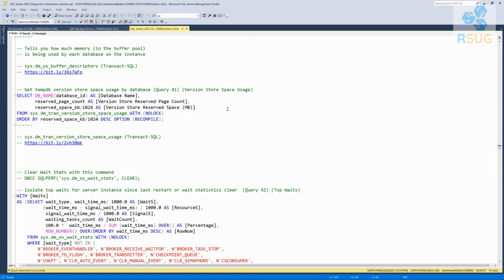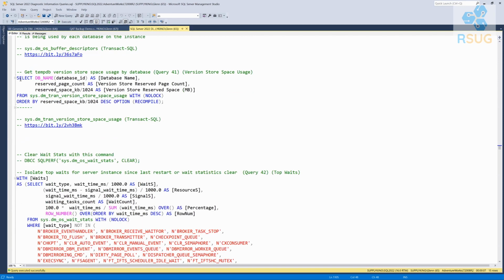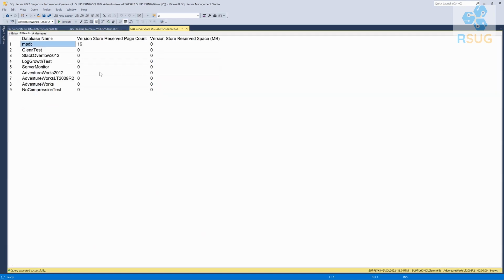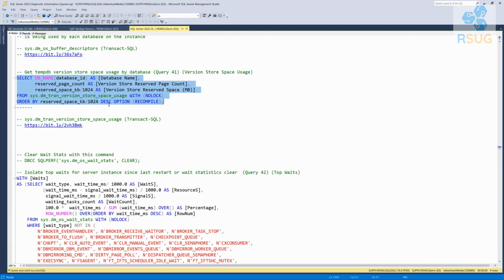All right, the next one in the set is looking at the version store for tempdb that gets used if you're using RCSI, for example. And I'm not using RCSI, but you have a little bit of usage by MSDB here. So that's kind of nice to know.